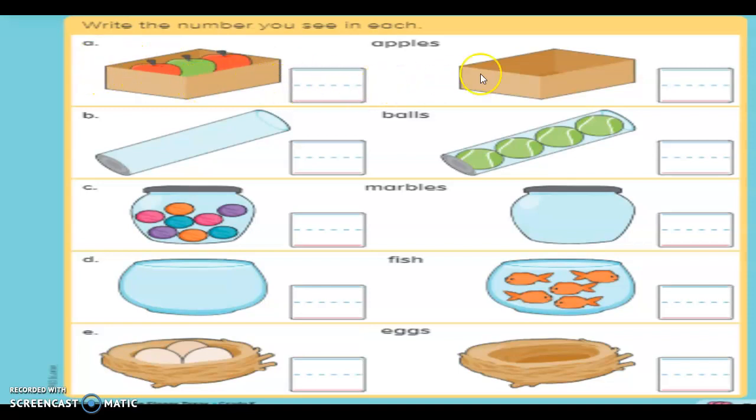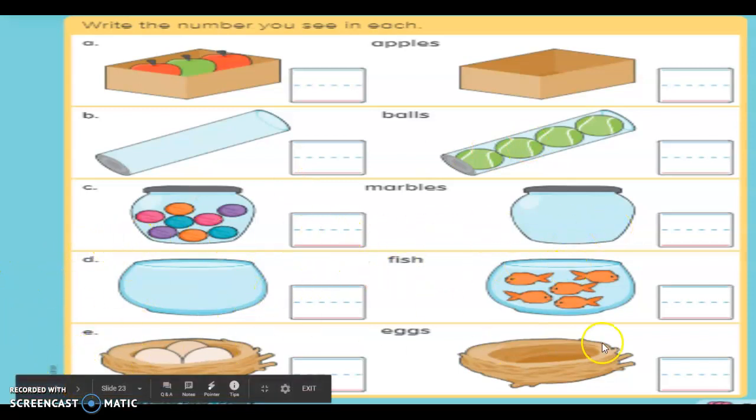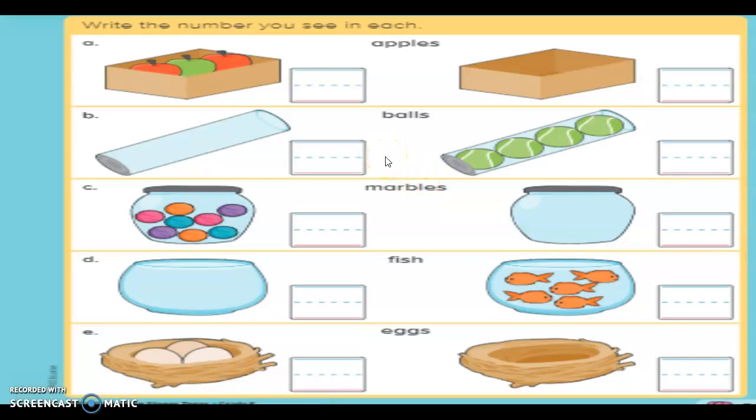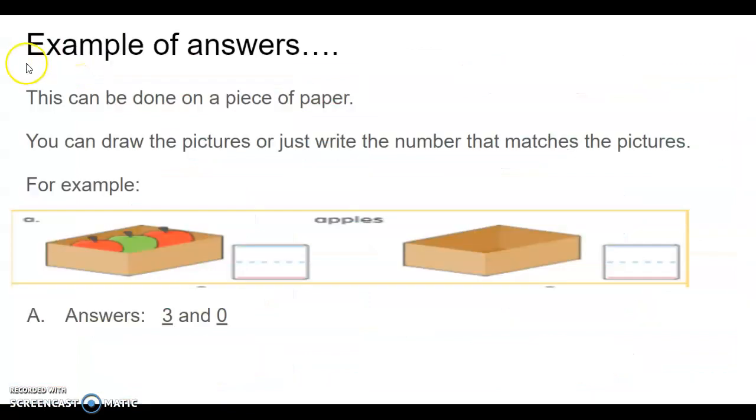So you're going to look at the objects in each line, A, B, C, D, and E, and you're going to count them. Then you're going to write the number in each box. So you should have 2 answers for each letter. Here's an example. Yours is going to be done on a piece of paper. All of your math books are at school waiting for you to come there. All this work can be done with just a piece of paper.